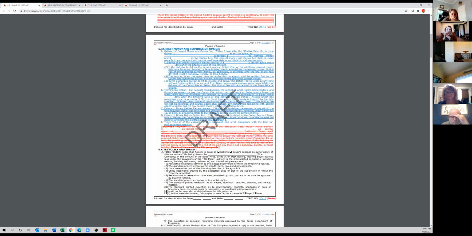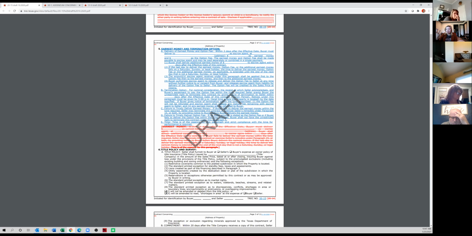Let me read through it and see what you think. So it says A, delivery of earnest money and option fee within 3 days after the effective date. So this is now not having a different way to count days for earnest money and option. Both are the same. Within 3 days after the effective date, buyer must deliver to blank as escrow agent at blank address, blank as earnest money, and blank as the option fee. The earnest money and option fee shall be made payable to escrow agent and may be paid separately or combined in a single payment. Then 1, buyer shall deliver additional earnest money of blank to escrow agent within blank days after the effective date of the contract.